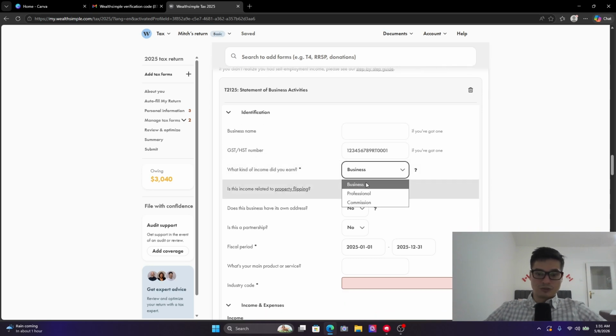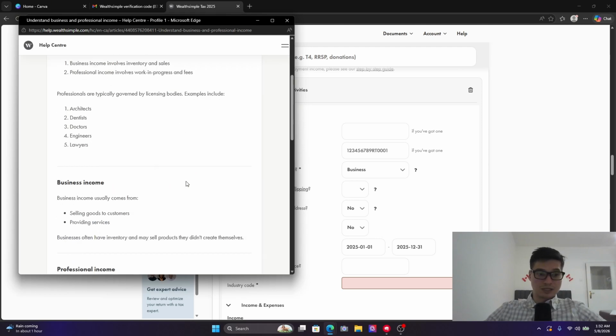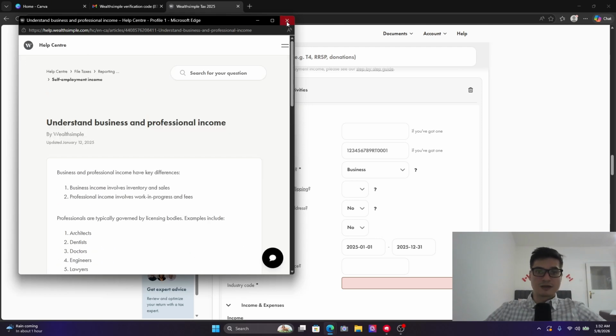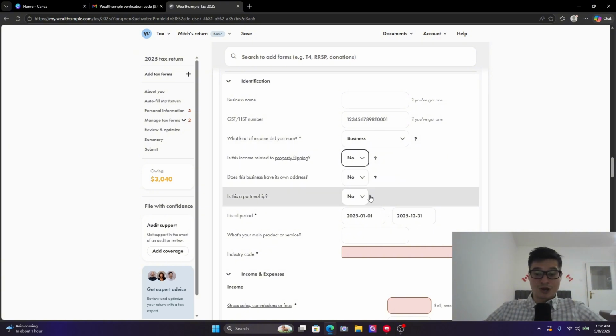What kind of money do you earn? You'll have to figure out whether you earn business, professional, or commission income. Generally, for most of you, it'll be business, unless you are a professional corp, such as a lawyer, doctor, accountant, etc. If you're not sure, you can find the definitions here using the Wealthsimple app, and they will describe every single type of business, professional, or commission. Is the income related to property flipping? Probably not, unless you are a property flipper. Again, there are special rules related to that you can just click on and find out.